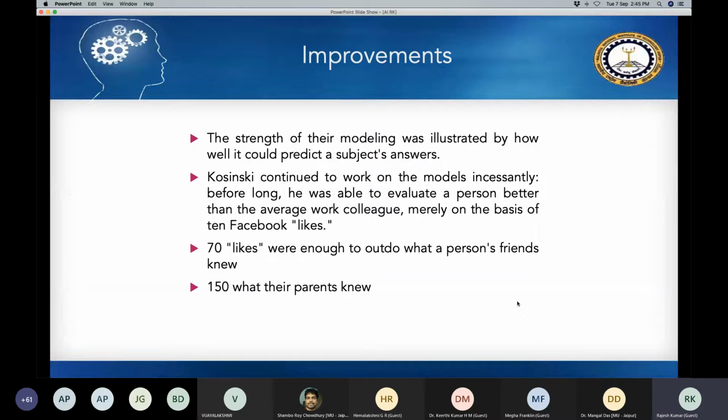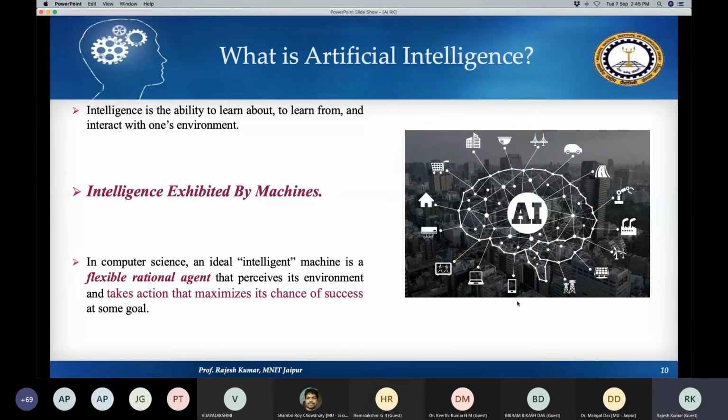Like if we have 150 likes, then we can talk about the person's parents and all those things. With 70 likes, 150 likes, 300 likes, this means the data. The more data we have, the more we can know about the things, and likewise. So these things are possible through some kind of intelligence, which is not like human intelligence.